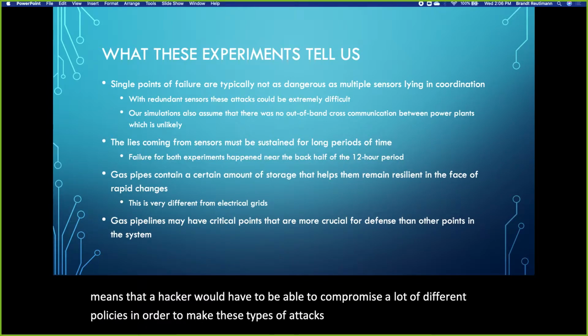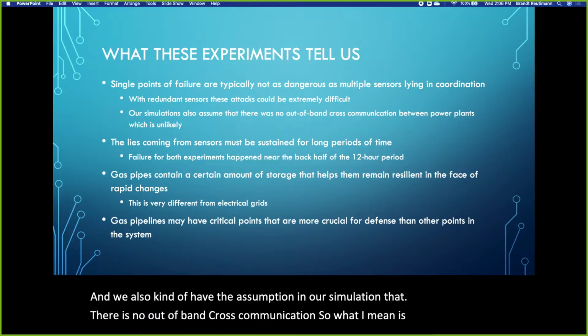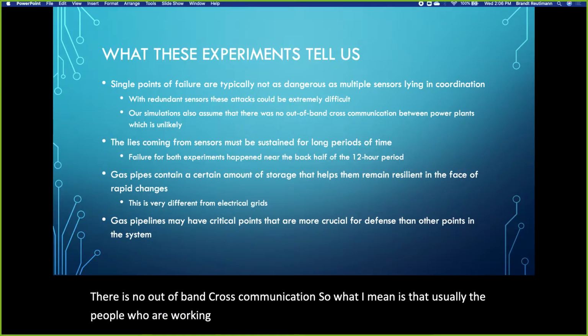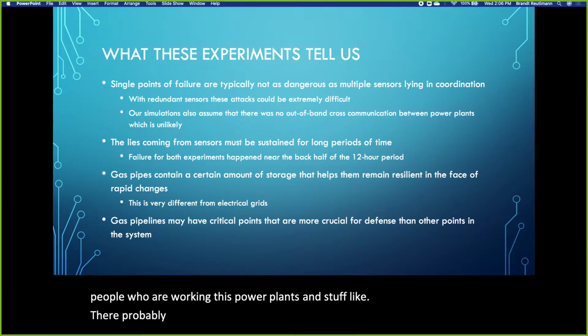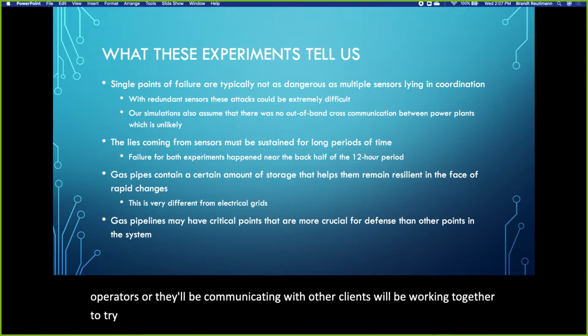We also have the assumption in our simulation that there was no out-of-band cross-communication. What I mean is that usually the people who are working these power plants will probably pick up a phone and call either the gas system operators, or they'll be communicating with other plants, and they'll be working together to try and figure out what's going on, right? That's an assumption that we don't have incorporated into our simulation.